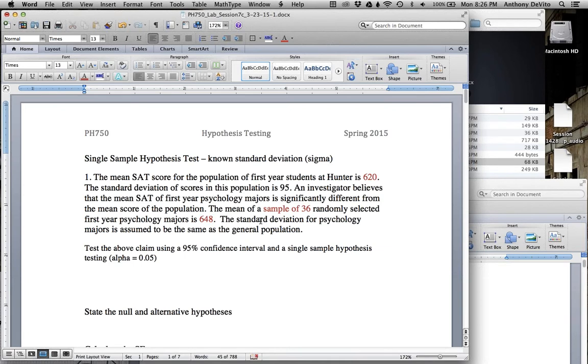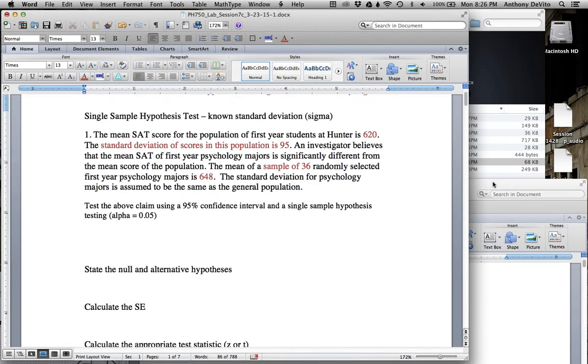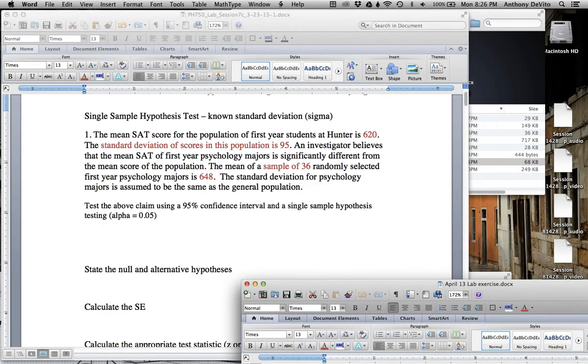Well, now he knows that the standard deviation for the general population was 95. And he's going to assume there's no reason to think the variability is different, just the average is different. So he wants to know, can I prove that, in fact, psych majors have a different average than the general population at Hunter? Okay, so now let's take a look at how we would set this up.